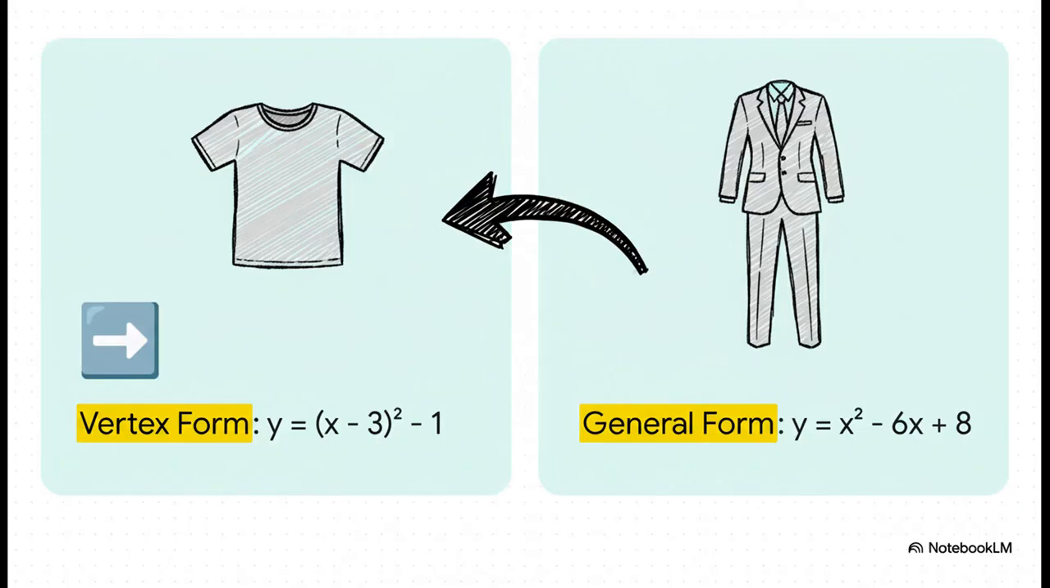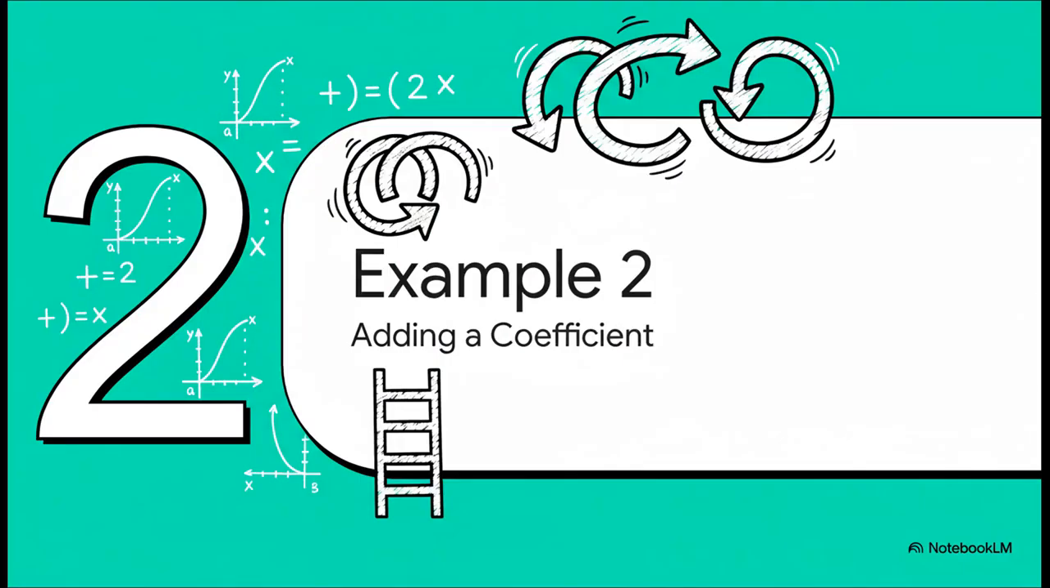So let's do a quick before and after. On the left, that's where we started, in vertex form. And on the right, that's our beautiful final answer, in general form. They look so different, but it's crucial to remember they are just two different ways of writing the exact same thing. All right, fantastic job on that first one. You ready for round 2?